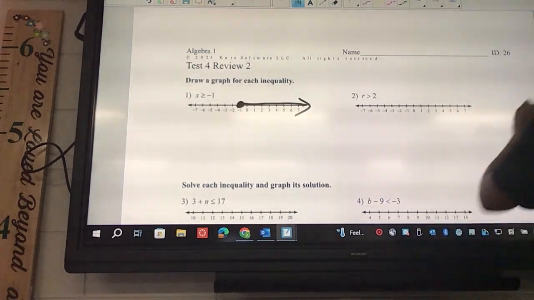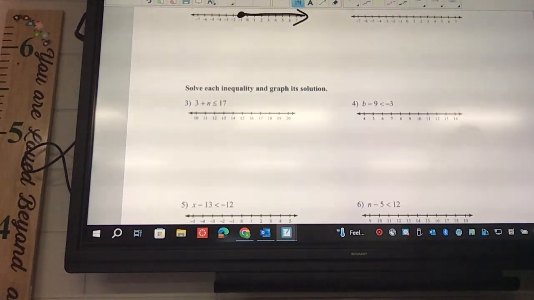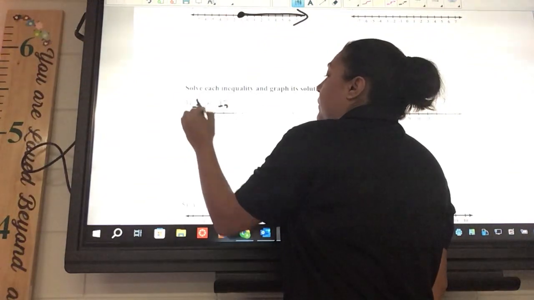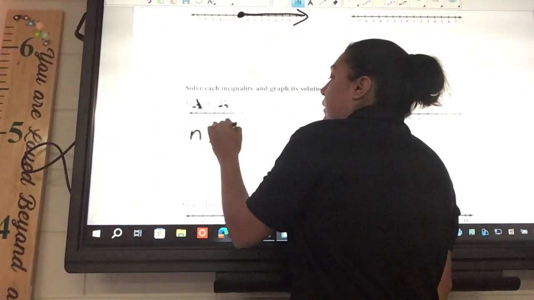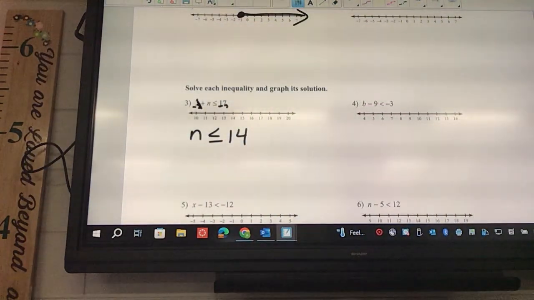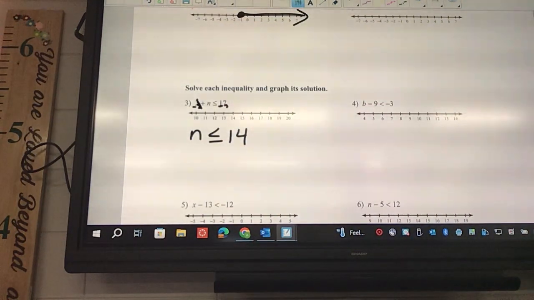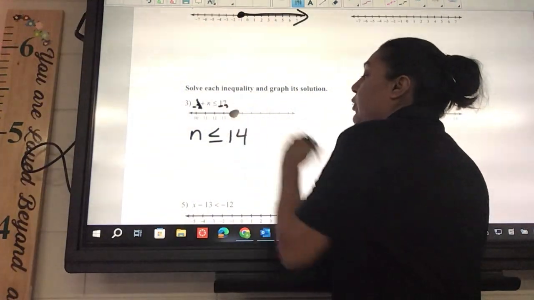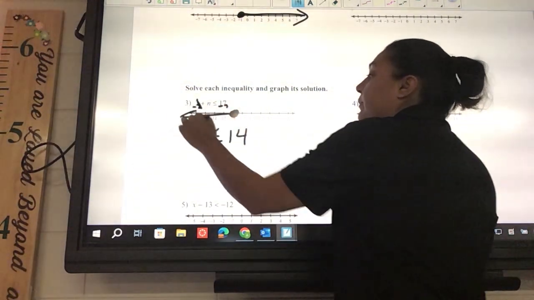Okay, number 3, what needs done? -3 from both sides. And that's 14. Right? 17, 16, 15, 14, yeah, 14. Okay, on the 14, should that be open or closed? Closed. Going which way? The left.